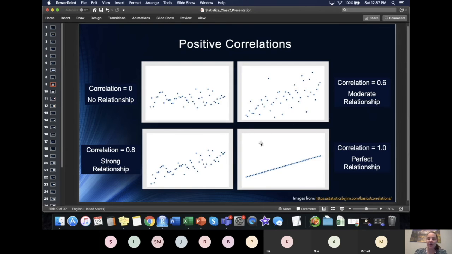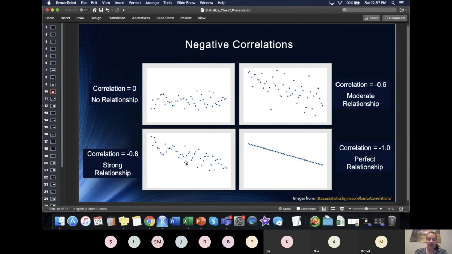And then the last one that I'll go over is the perfect relationship. So if there was a 1.0 correlation, you would see that it would follow a straight line here. And that is what we would see. All of these are positive correlations.